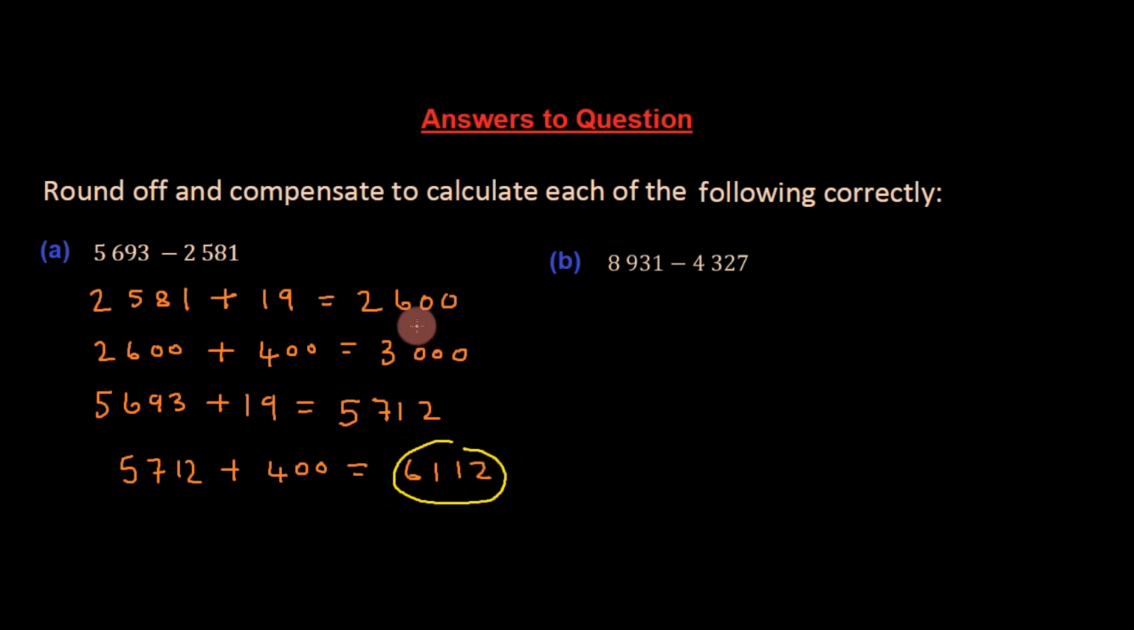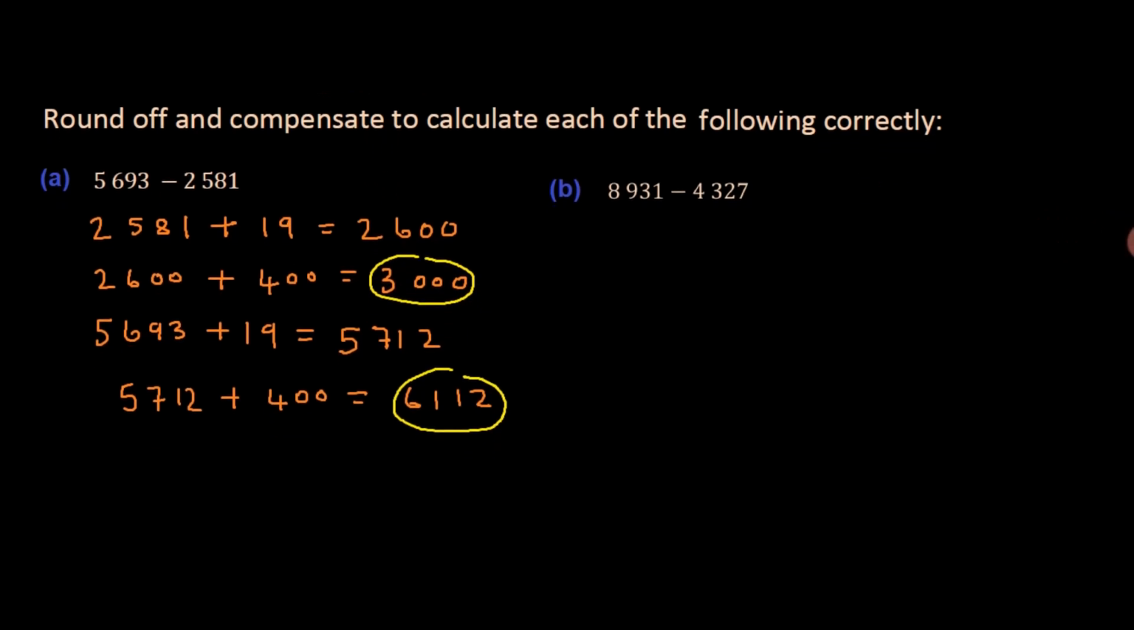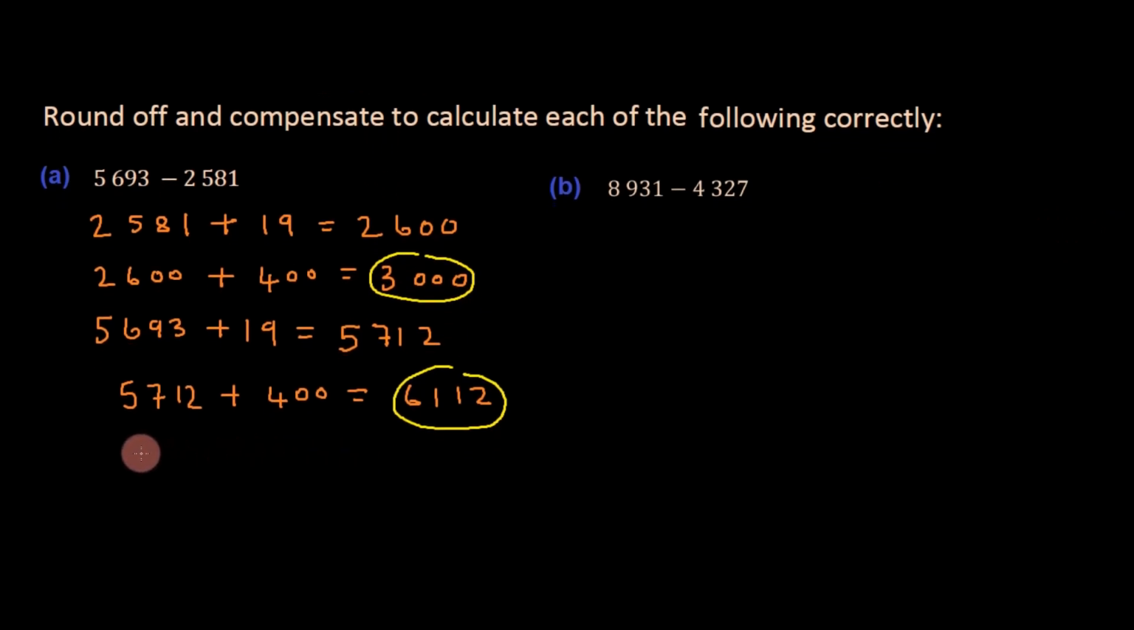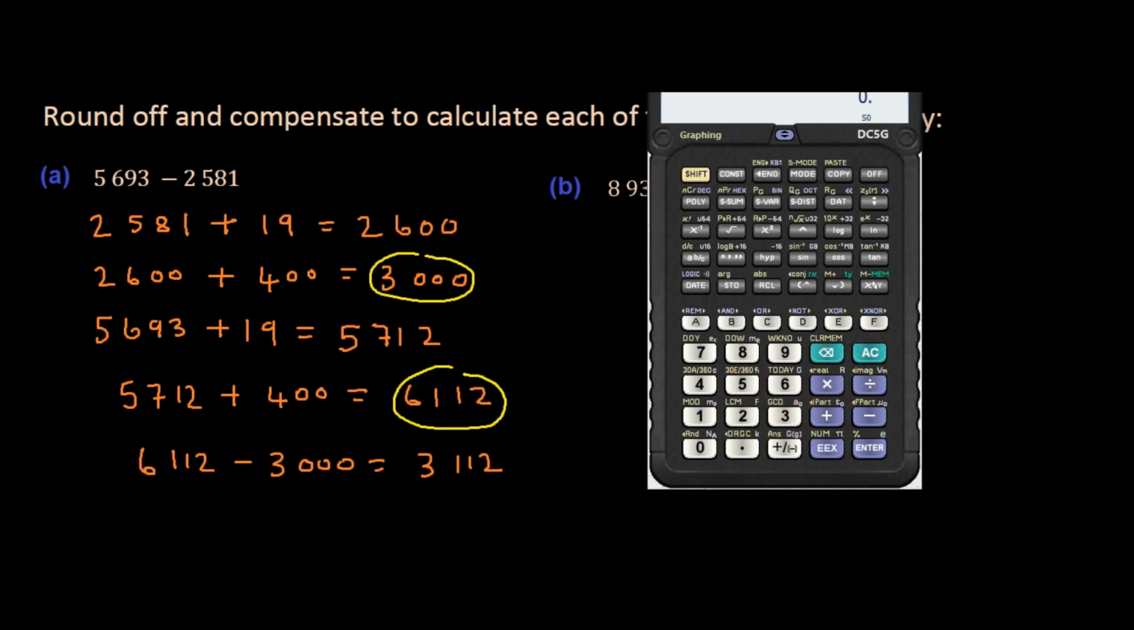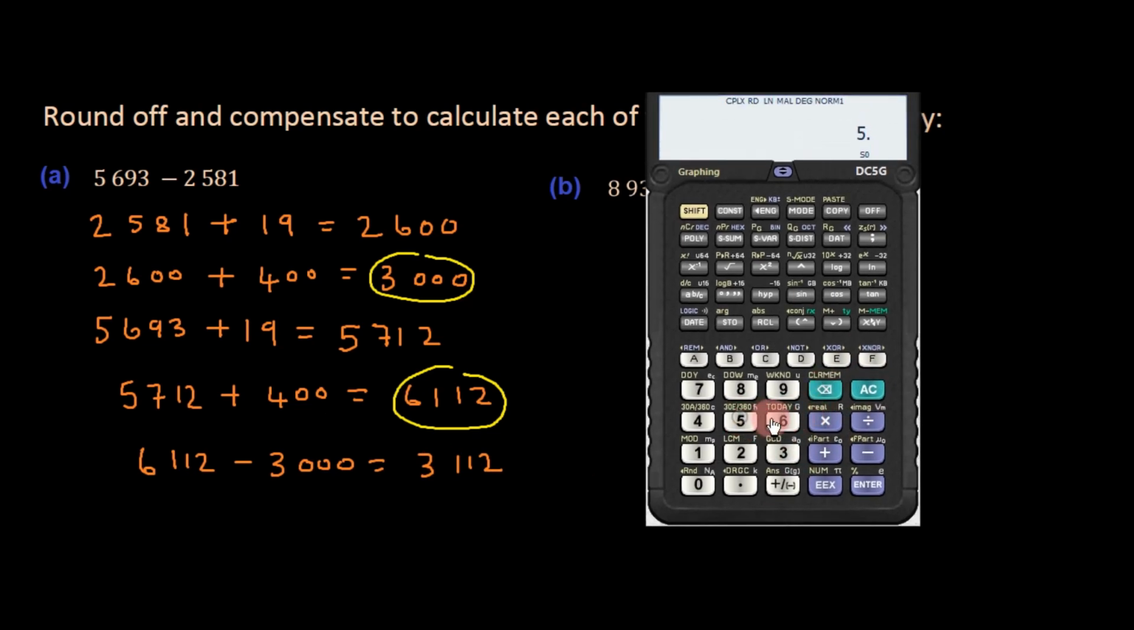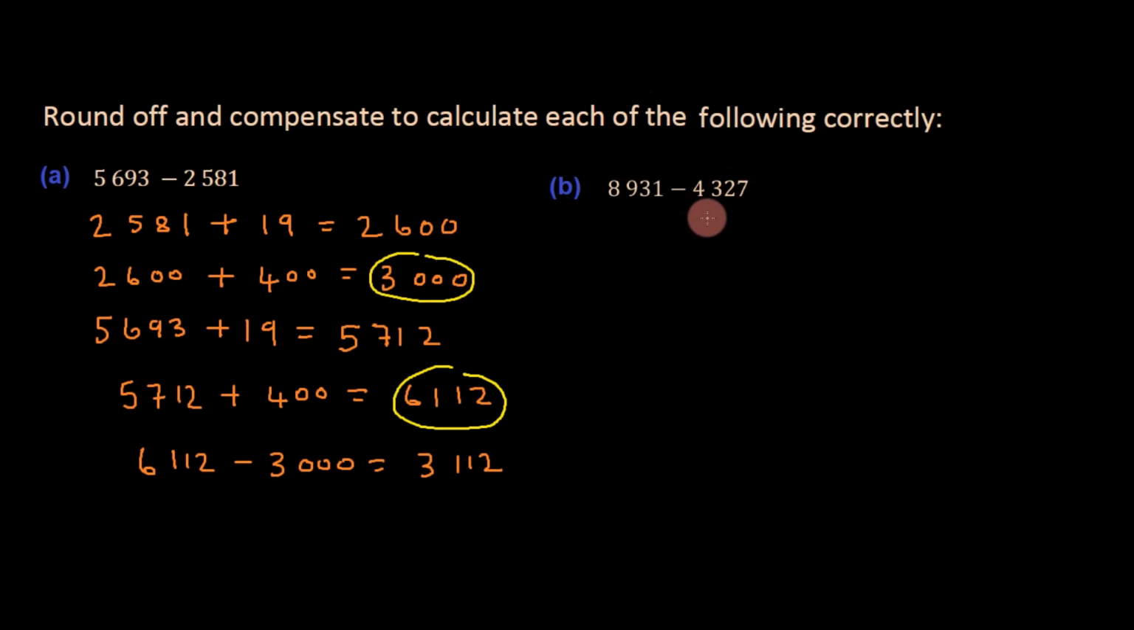We're going to take the 6112 and we're going to subtract 3000 from it. So let's do that. So our final answer will be 6112 less 3000, which is 3112. We can check the answer. So it's going to be 5693 less 2581. And we do get 3112.